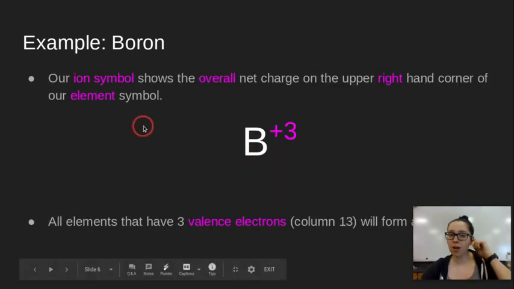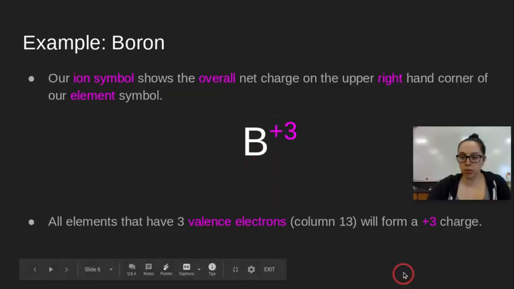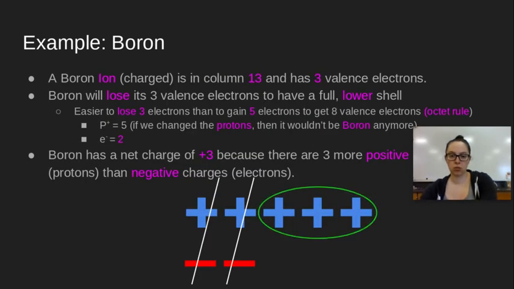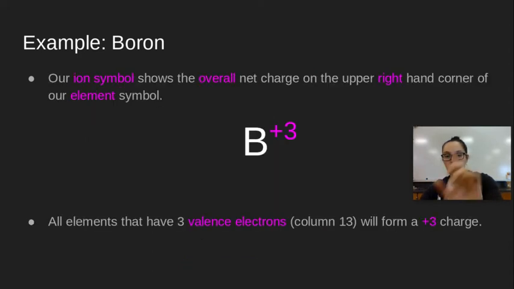Right, so our ion symbol shows the overall net charge in the upper right-hand corner of our element symbol. So we knew our element symbol was a B for boron, and then I'm putting this plus 3, which we figured out right here. This is our plus 3. So I'm taking that plus 3 and I'm putting it in the upper right-hand corner of the symbol. All elements that have 3 valence electrons, which is column 13, will form a plus 3 charge. Interesting pattern. Now, this is a plus 3.